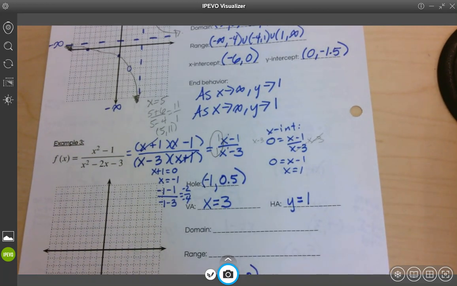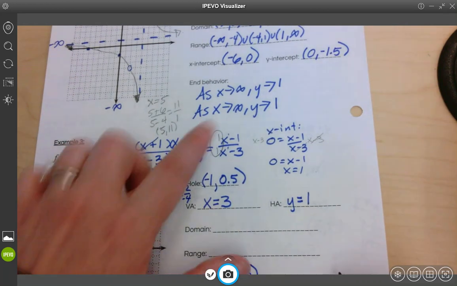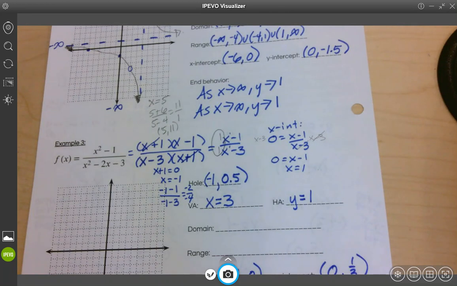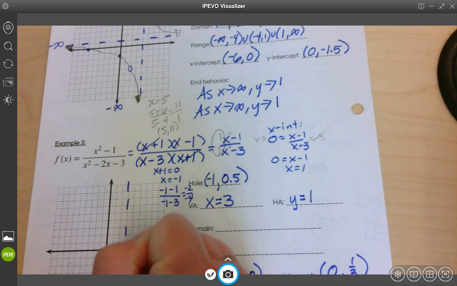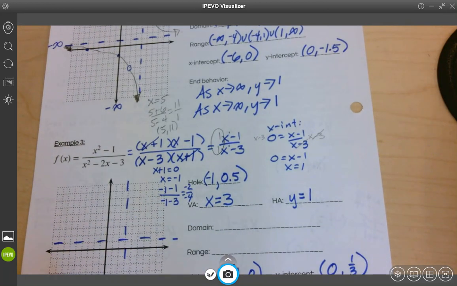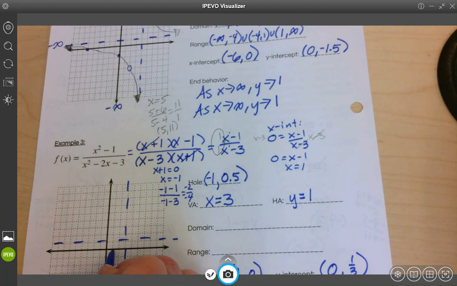Your y-intercept is going to be where you make your x 0. So I'm going to take this function here, and I do 0 minus 1 over 0 minus 3. So I'm going to get 1/3. So I'm going to graph this, and then we'll figure out our domain, range, and end behavior. So I'm going to graph my asymptotes at x equals 3, y equals 1. My intercepts, x-intercept is at (1, 0). Y-intercept is at (0, 1/3).